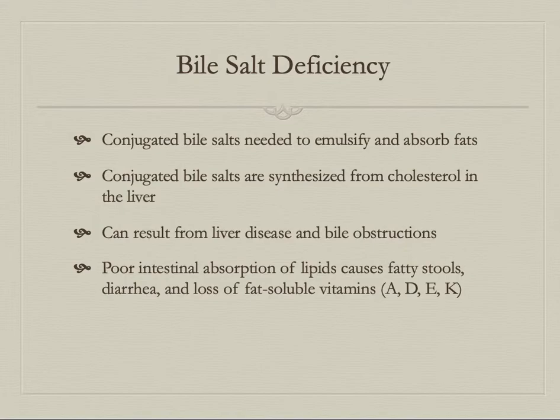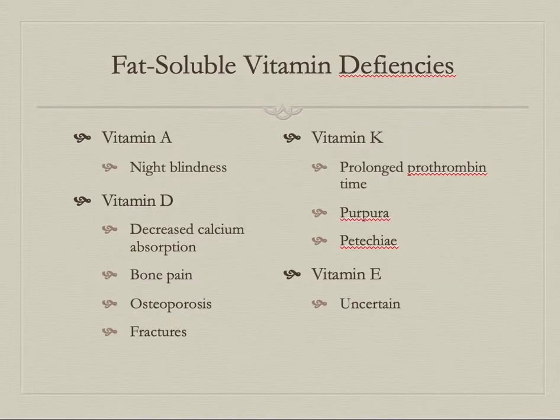All right, bile salt deficiencies. These are made by the liver. If you have a bile salt deficiency, it's probably from a liver disorder. And as a result of that, we can't absorb our lipids. So bile is what digests fat, okay? And if you don't digest the fat, you get fatty stools again, diarrhea, loss of fat-soluble vitamins again, okay? So remember, those are A, D, E, and K. I do have a list on the next slide that shows you what they do.